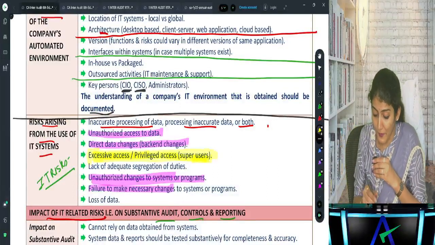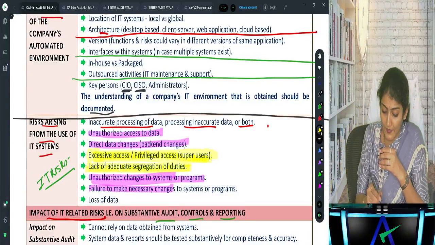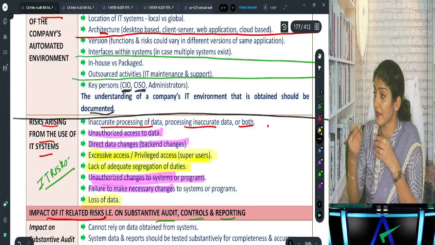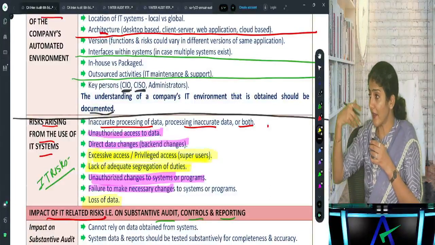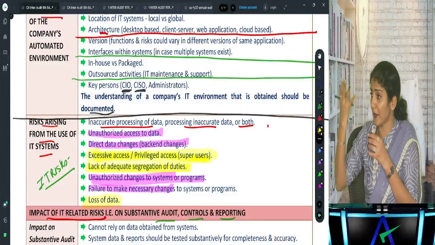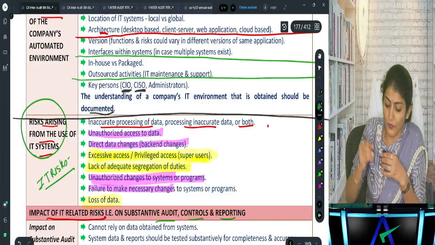Then there could also be the lack of adequate SOD, segregation of duty. And sometimes what happens with the computer is the loss of data, and you're not able to access the data. Hard disk corrupt, hard disk crash. That is why data is not available. So that is the risk arising from the use of IT.